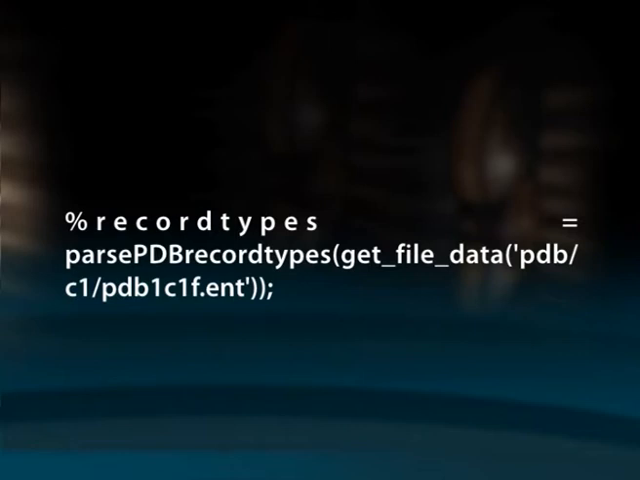The use of memory can be lessened by not saving the results of reading in the file, but instead passing the file data directly to the parse_pdb_record_types subroutine, like: get the file data and pass the record types of the PDB file, %record_types = parse_pdb_record_types(getFileData('/pdb/pdb1c1f.ent')).